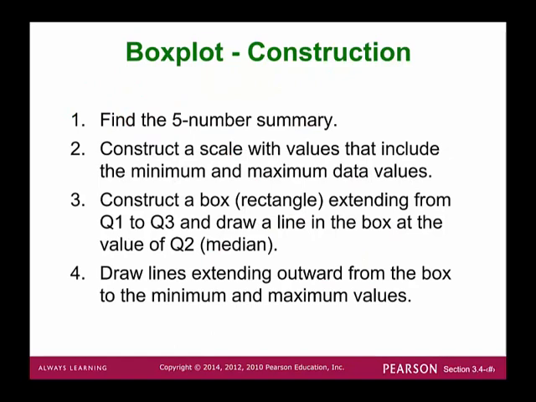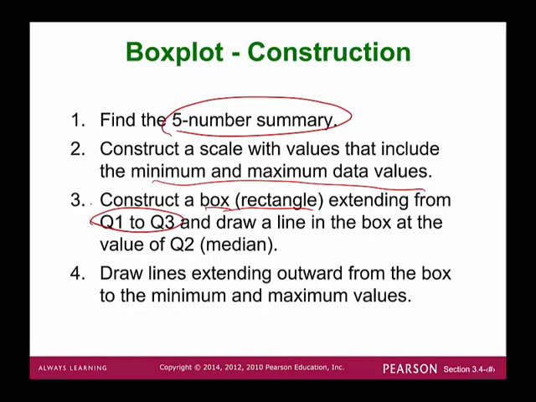So in order to construct the box plot, we start with the 5-number summary. So find those 5 numbers first. Then after that, second step, construct a scale with values that include the minimum and maximum data values. And then we create a rectangular box extending from quartile 1 to quartile 3, and draw a line in the box at the value of quartile 2. Now after that, draw lines extending outward from the box to the minimum and maximum values.